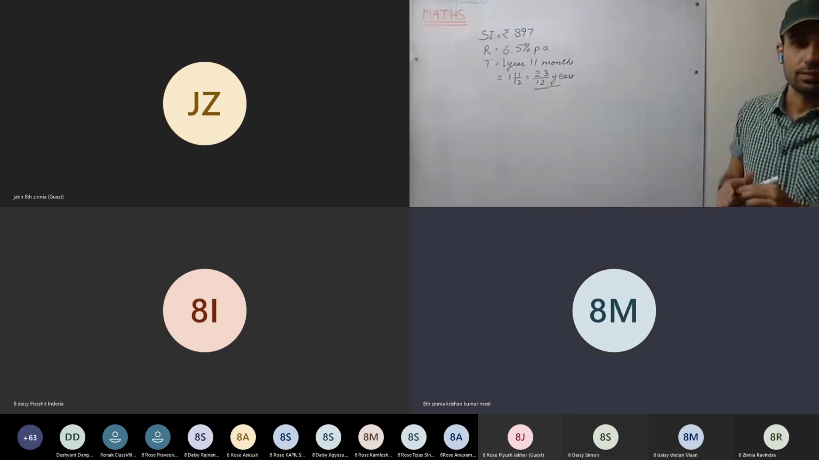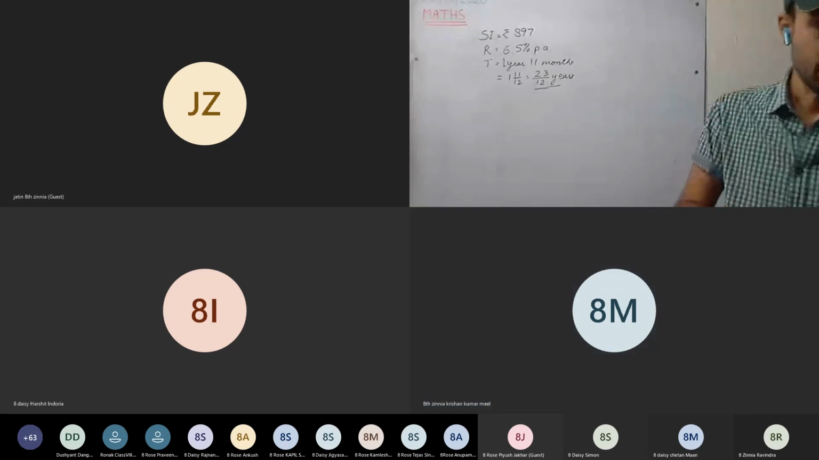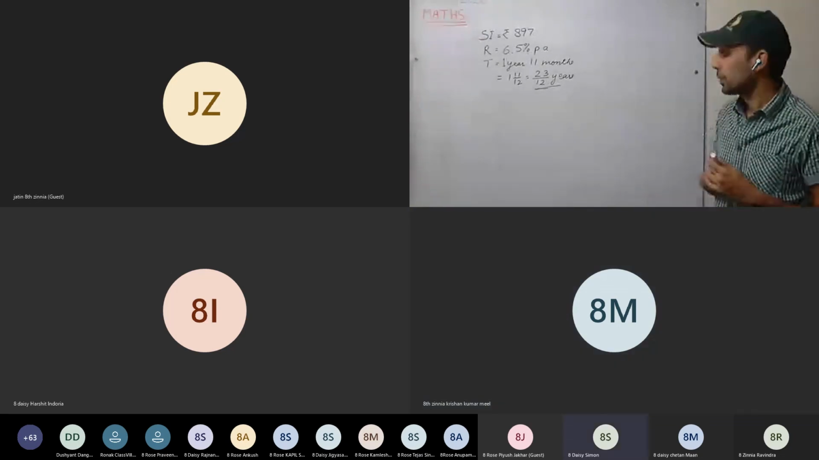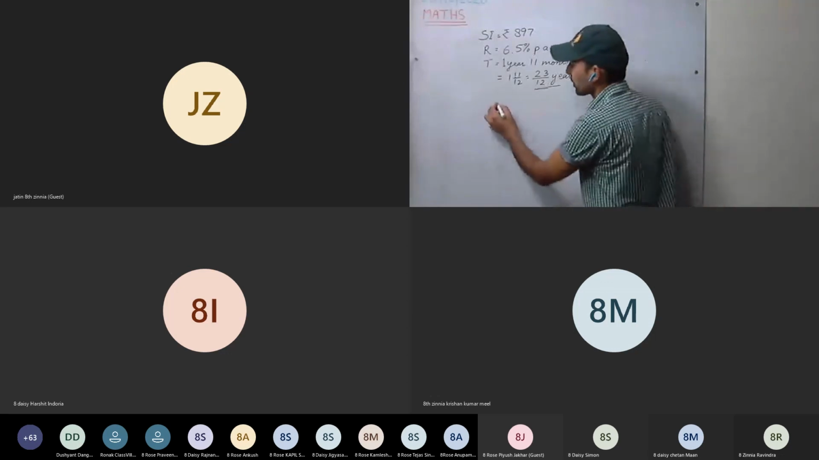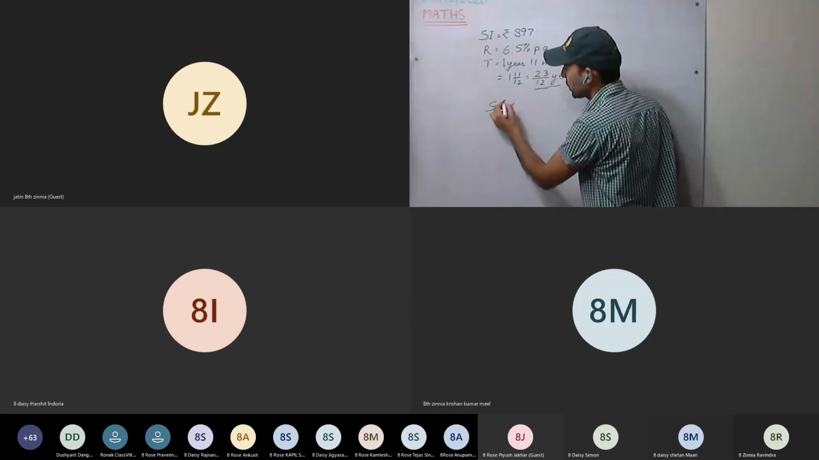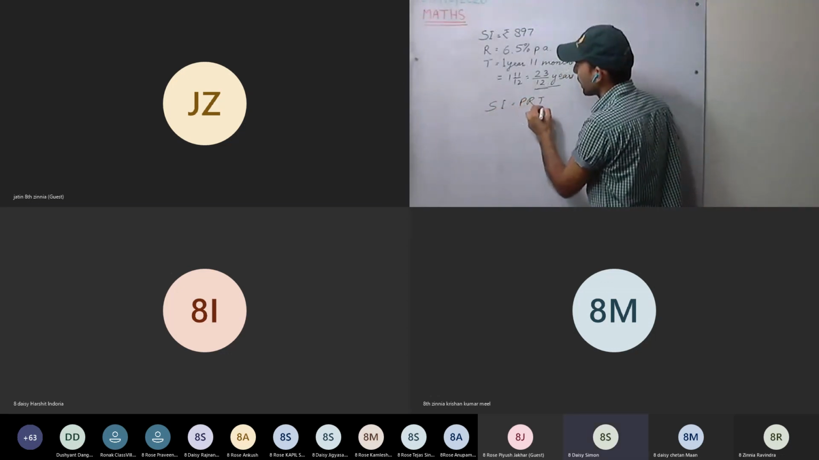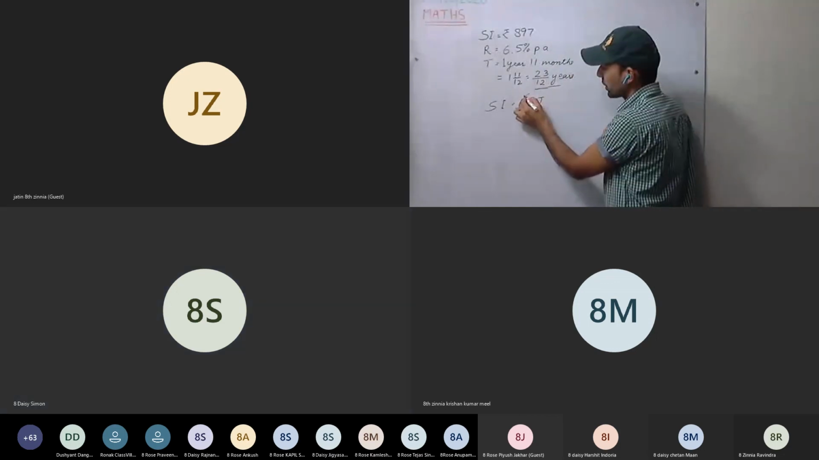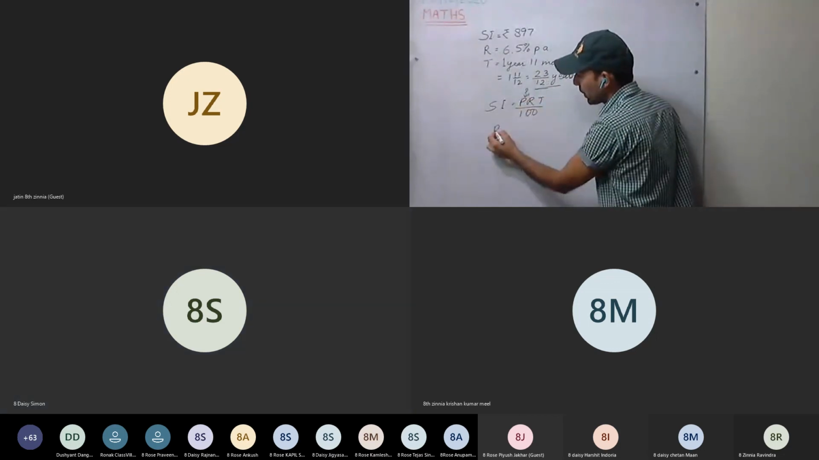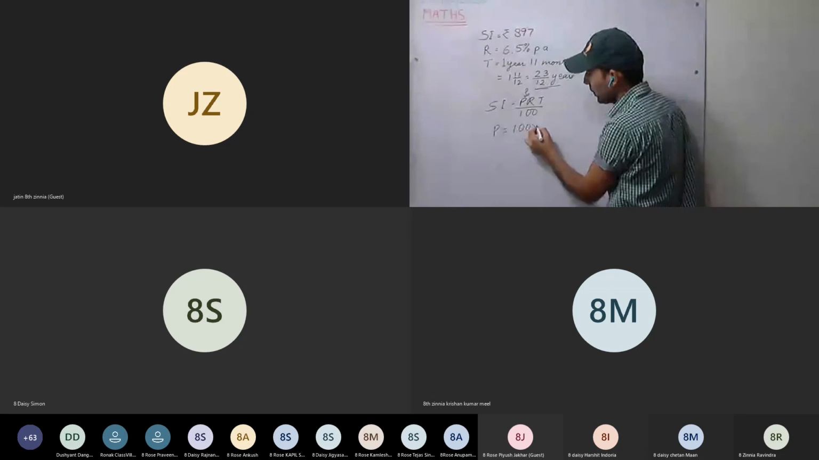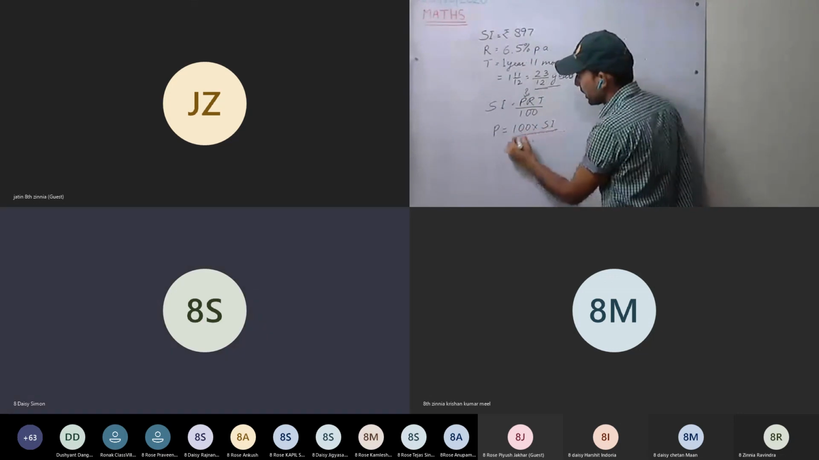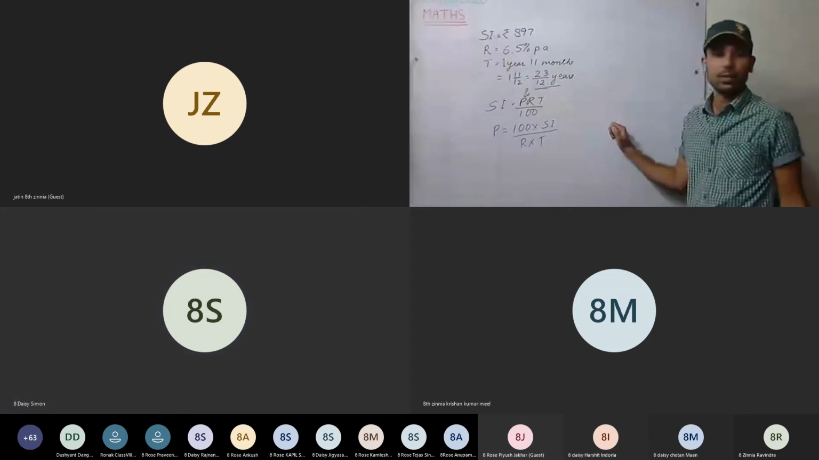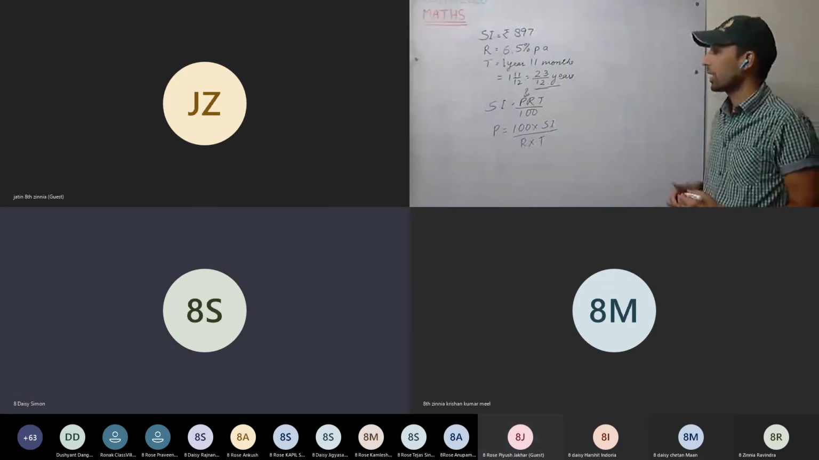This is clear. Now what we have to calculate? Find the sum of the money. Principal. So which formula will use? SI equal to P into R into T upon 100. Use this formula. Now principal we want. So principal will be what? 100 into simple interest, SI, upon R into T. Okay. Now calculate.